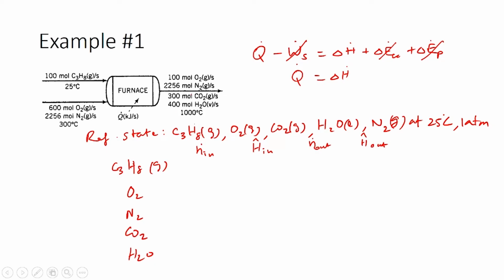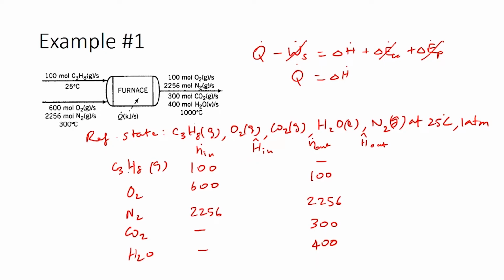Based on the information we have from the flow chart, the inlet flow rate for propane is 100 moles per second, oxygen is 600 moles per second and nitrogen is 2256 moles per second. There is no carbon dioxide or water vapor entering into the system. Whereas, in the outlet stream you have no propane, you have 100 moles of oxygen and you have 2256 moles of nitrogen leaving the system. In addition to this, you also have 300 moles of carbon dioxide and 400 moles of water vapor leaving the system.